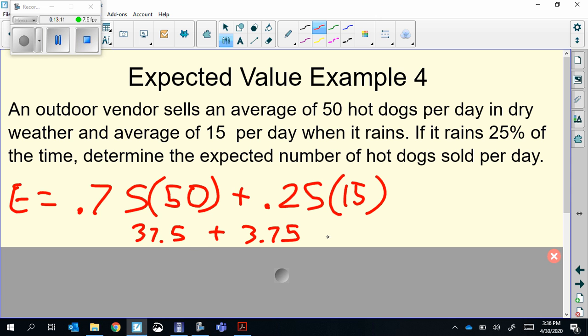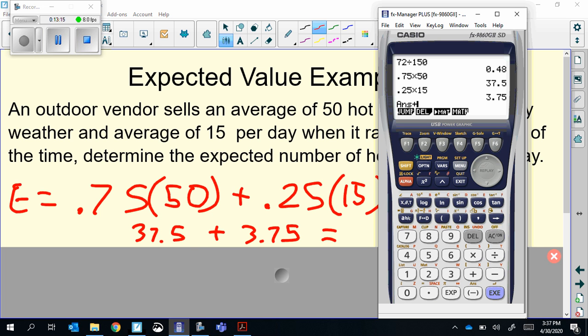So we multiply them out. Now we need to add them up. That's 41.25.